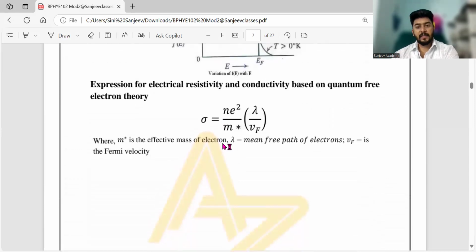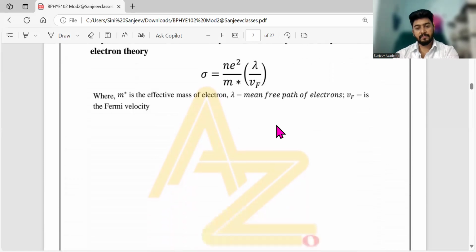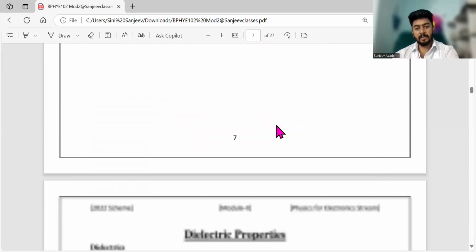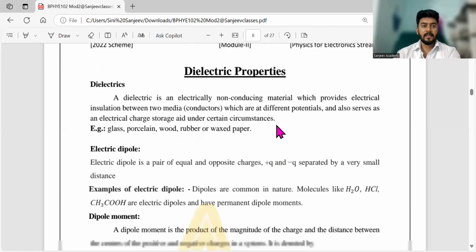Expression for electrical resistivity and conductivity based on quantum free electron theory: sigma is equal to N e square by m, lambda by Vf, where lambda is nothing but the mean free path. Dielectric. The moment dielectric comes to our mind, we should know that dielectric is nothing but a simple insulator. That's it.